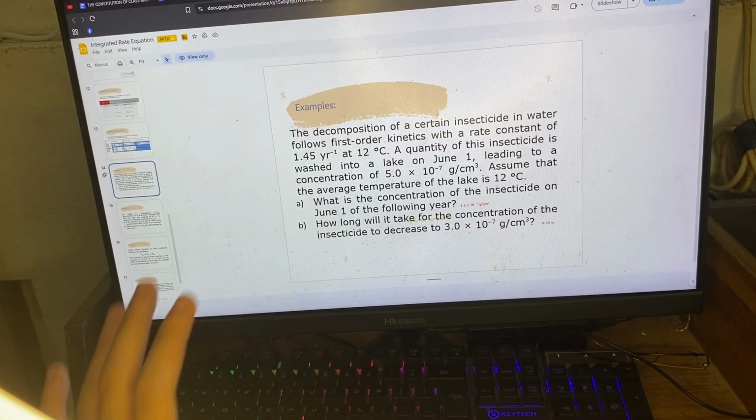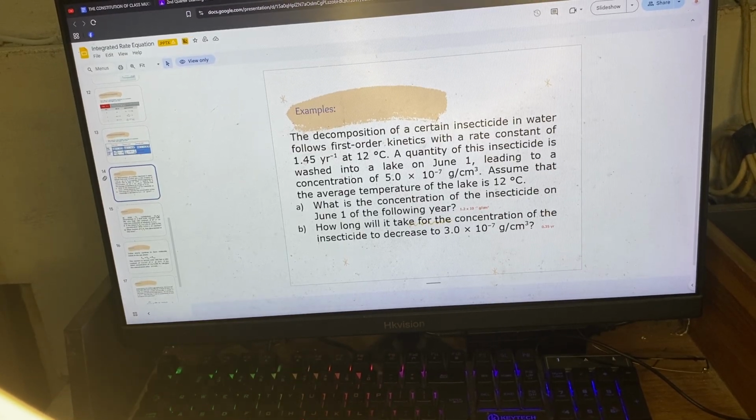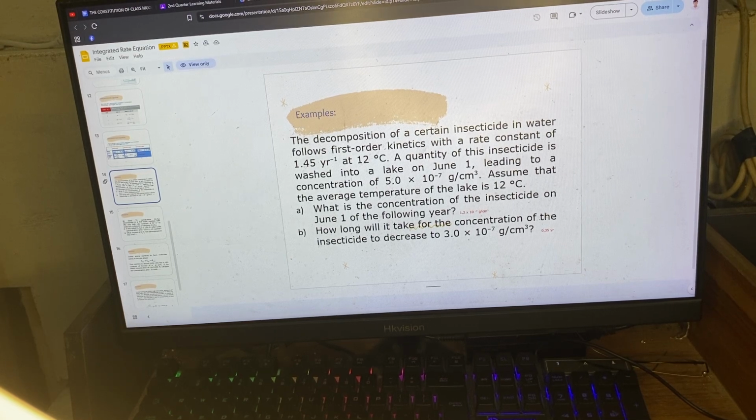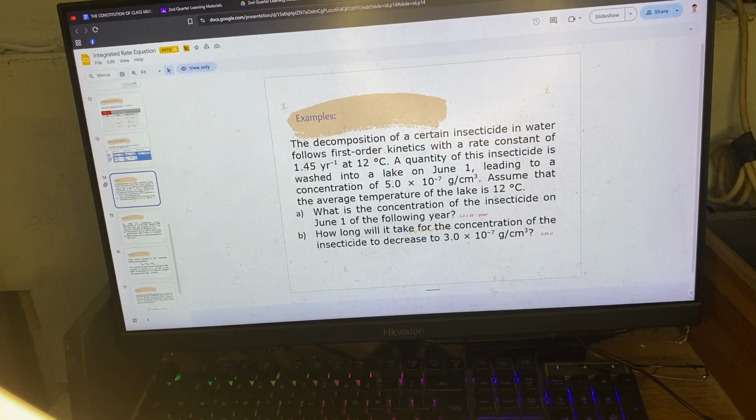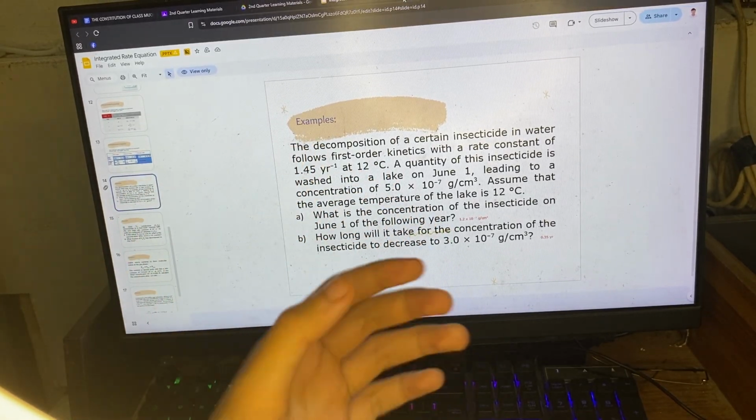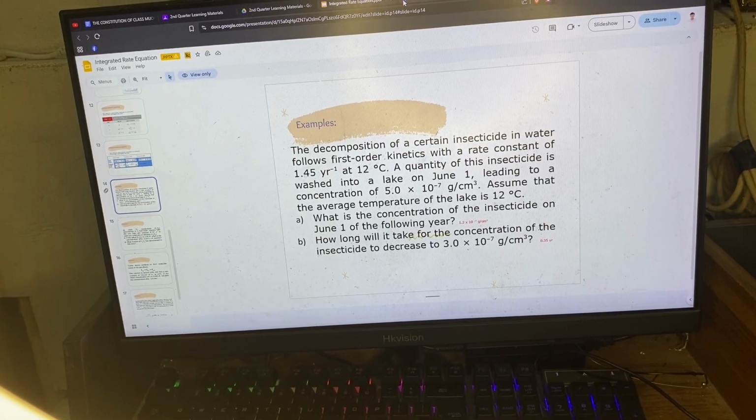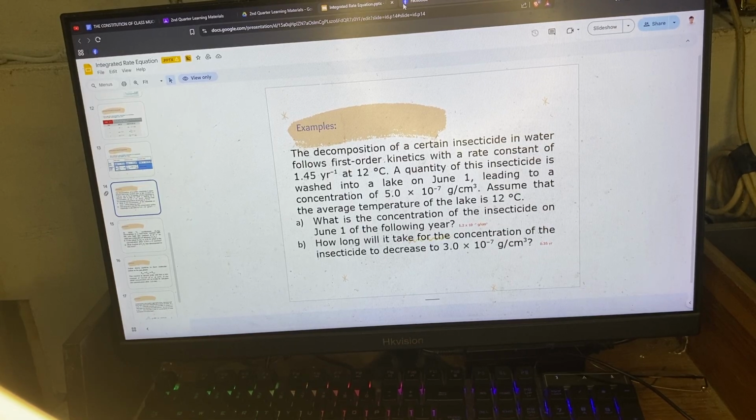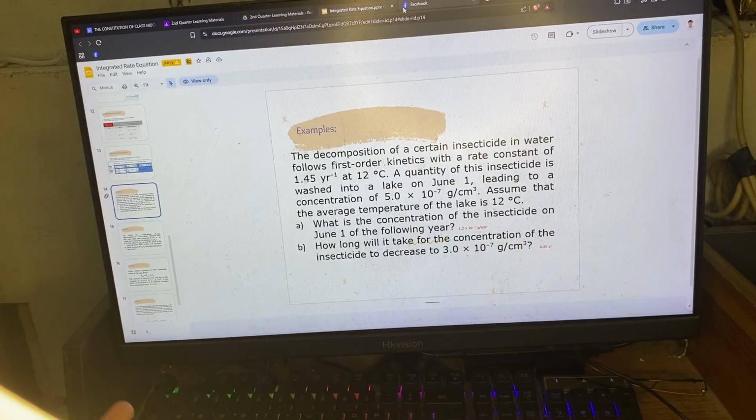Don't mind my computer, everyone, or my setup, but let's solve this problem. It's another first order reaction problem. The decomposition of a certain anticide in water follows first order kinetics with a rate constant of 1.45 per year at 12 degrees Celsius. A quantity of this anticide is washed into a lake on June 1, leading to a concentration of 5.0 times 10 to the power of negative 7 grams per cubic meter. Assuming that the average temperature of the lake is 12 degrees Celsius, first, what is the concentration of the anticide on June 1 the following year?